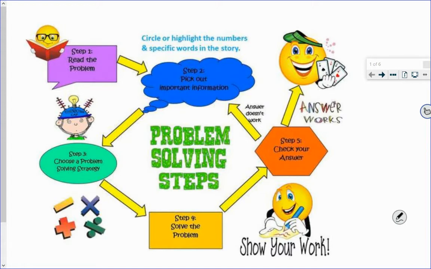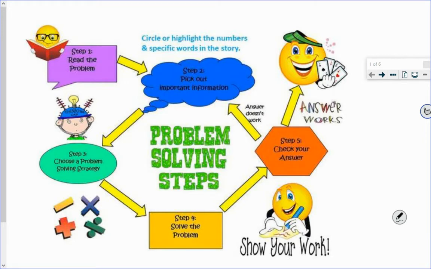The third step is to choose a problem-solving strategy. Usually that's an operation. How are we going to solve this? Are we going to multiply? Are we going to divide? Are we going to add or subtract? We have to decide. And sometimes there are keywords within a math problem that help us figure out what to do. The fourth step is to actually solve the problem using whatever strategy we came up with.